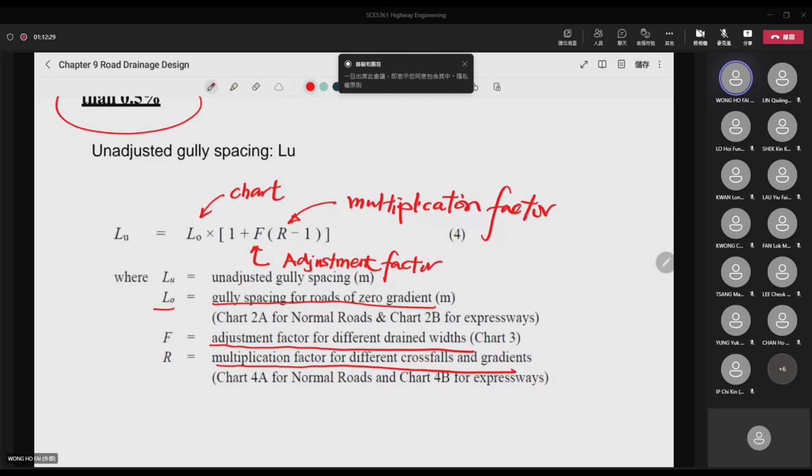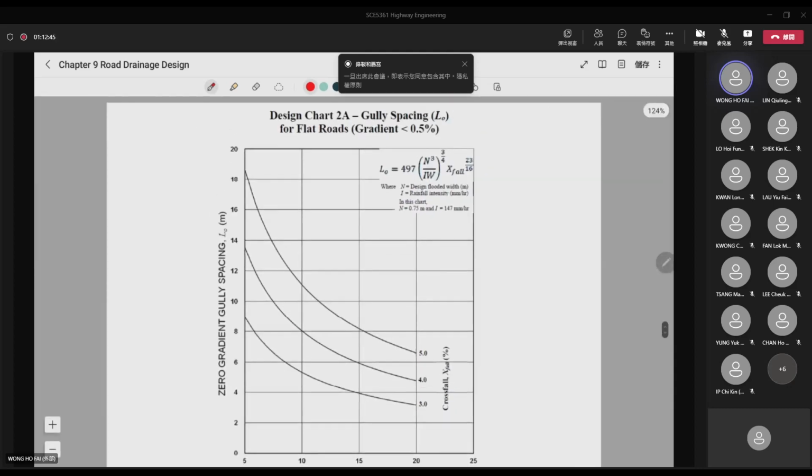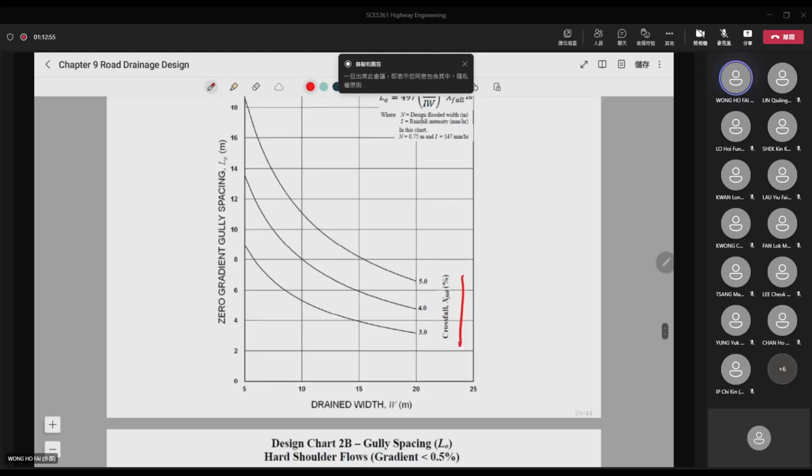So L naught, F, and R all come from charts. Actually there are three charts where you can find L naught, F, and then R. From here you can see this is the chart for L naught for zero gradient of the road. There's a flow here, and a drain width here. So it depends on the drain width and the cross flow of the road.